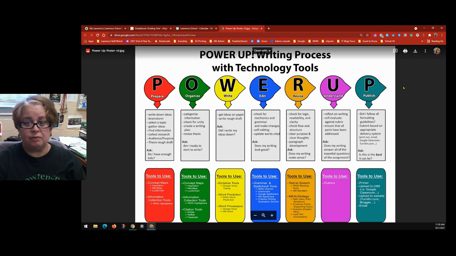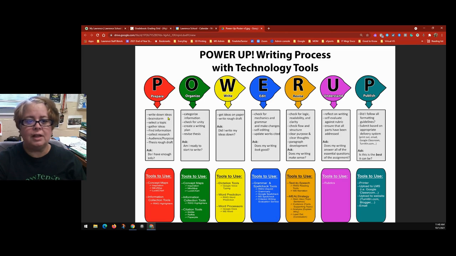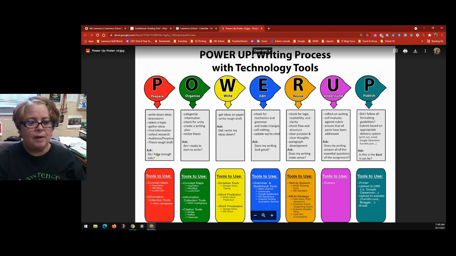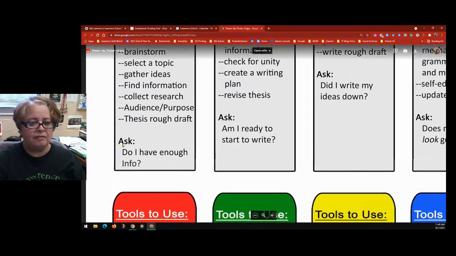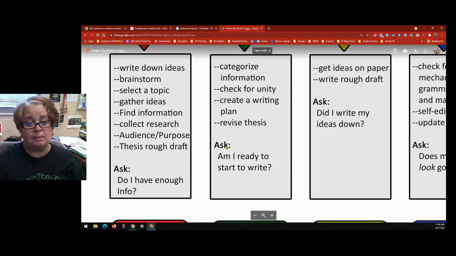What Power Up stands for is prepare, organize, write, edit, revise, understand, and publish. What you do at the prepare stage is you come up with an idea. What is the assignment? What do I have to write about? And start to brainstorm ideas, gather facts, collect research, figure out who you're writing for, and what your thesis statement or main topic sentence is. And you have to ask yourself the question, do I have enough information to write something about?